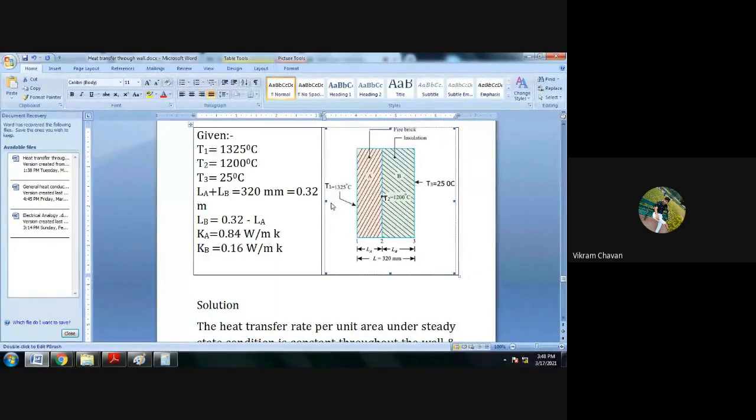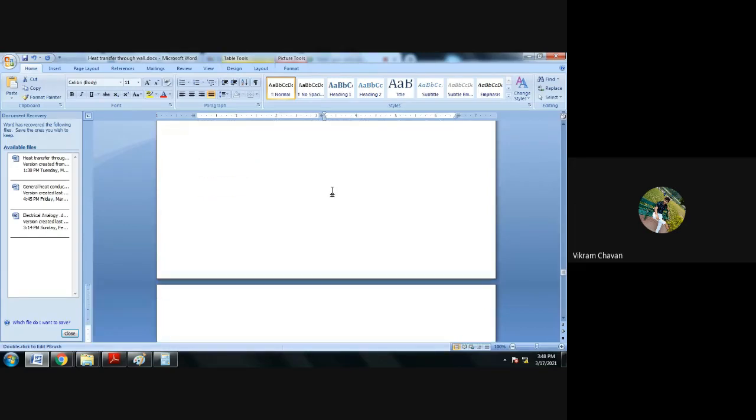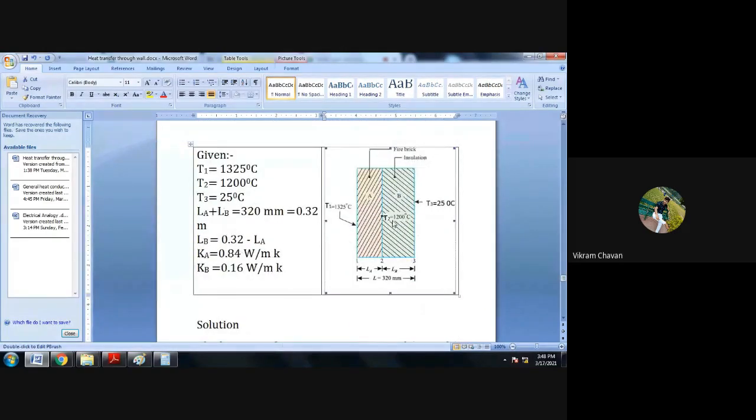So the reactor temperature will be considered as the inner surface temperature of the reactor wall, and the ambient temperature will be considered as the external temperature of the reactor wall. In the last point, it is provided that the insulating material has a maximum permissible temperature of 1200 degrees Celsius. Now we know the maximum temperature.